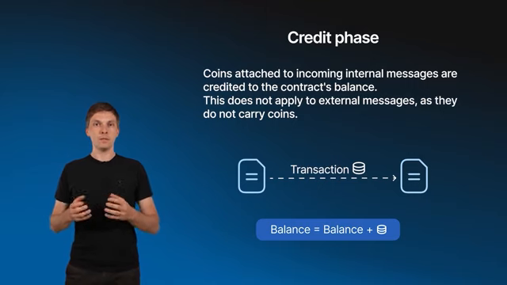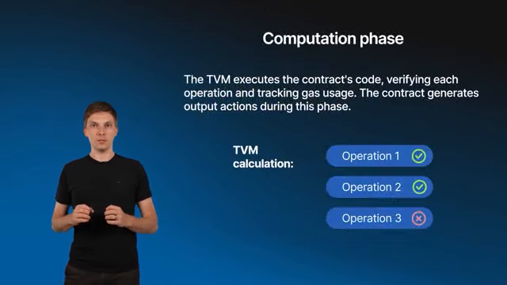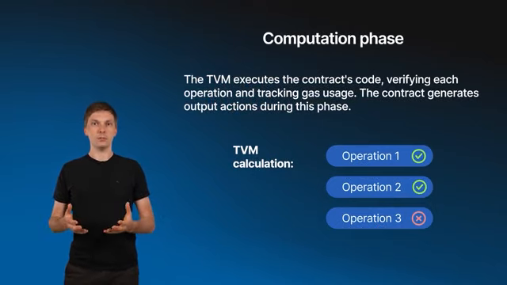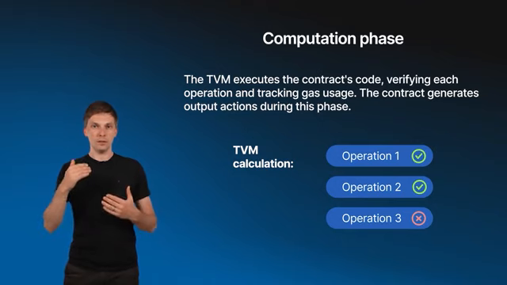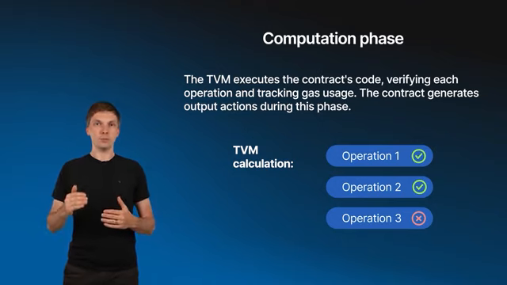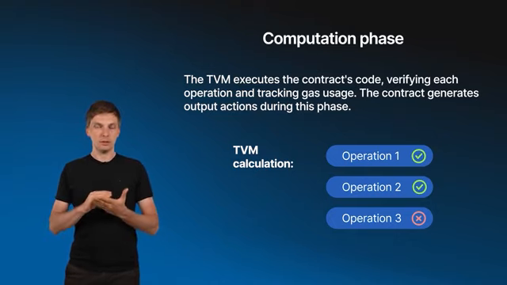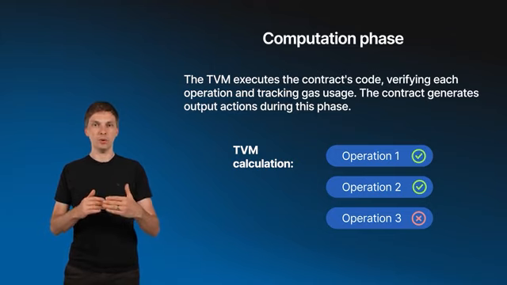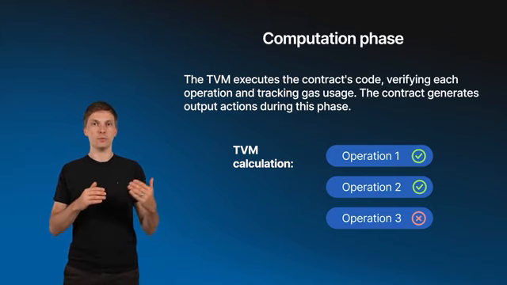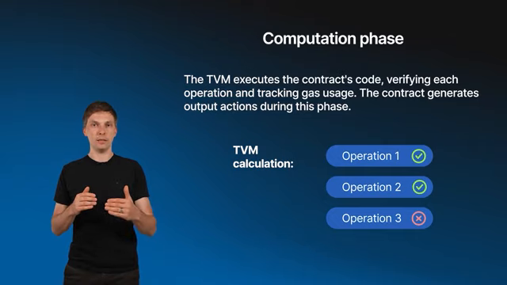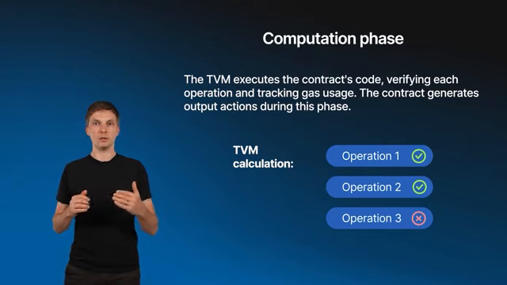Now comes the third phase, which is called computation phase. This is where your program comes to life. The TVM executes the code and verifies each operation and also keeps track of gas usage. So every operation takes some amount of gas from its limit, and you as a program designer, you could limit the gas usage how you want. So for instance, you can limit it to the amount of coins that just arrived to your balance, which means that all the gas will be paid by whoever sent you the message.